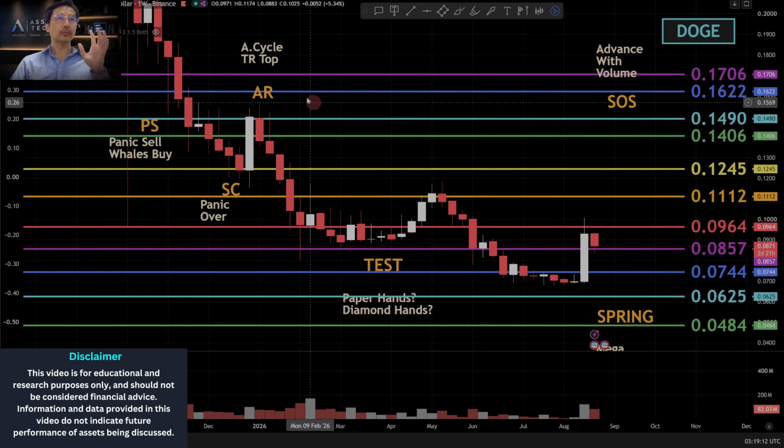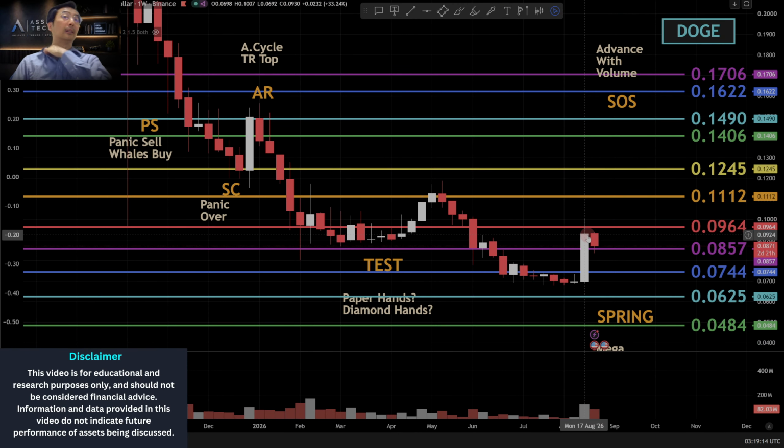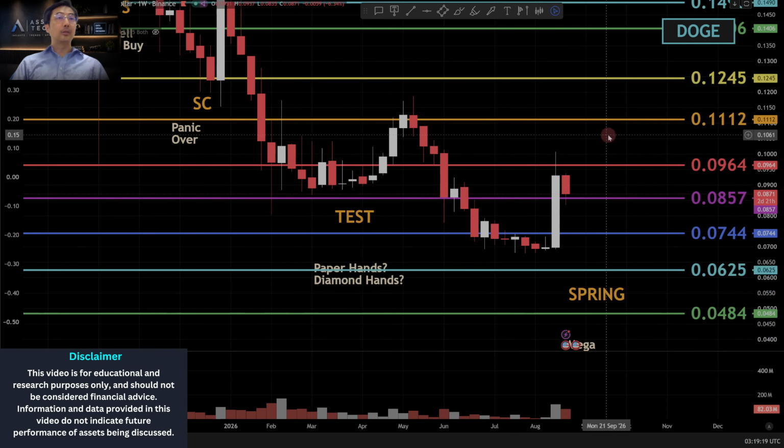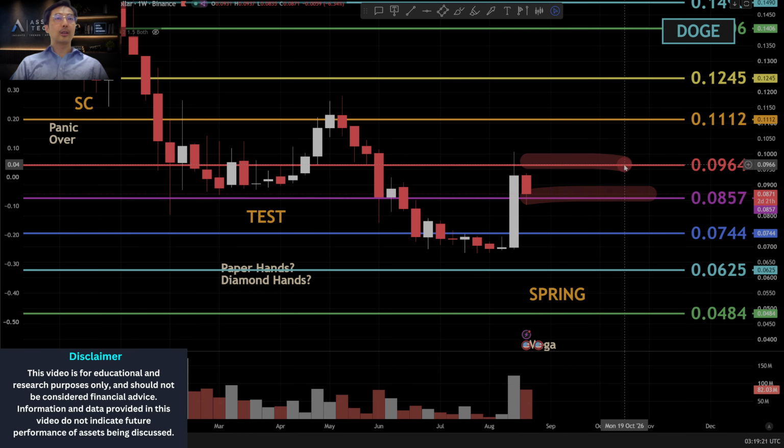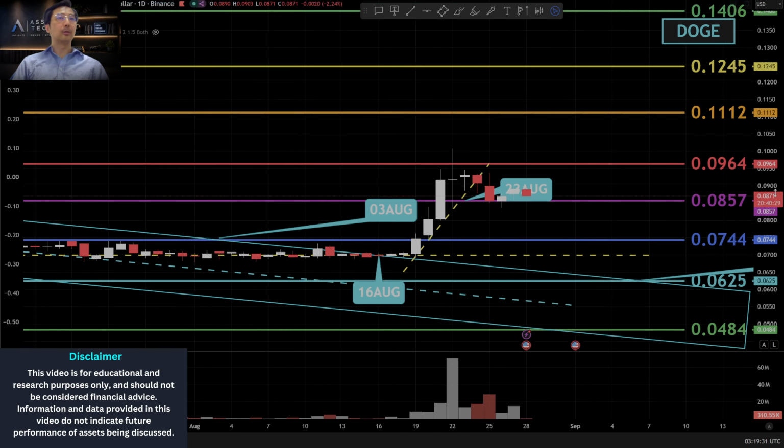Having said that, this is educational content only, not financial advice. And the two levels we have just touched on, the red and the purple, are the major resistance and main support. Still, then, micro view.